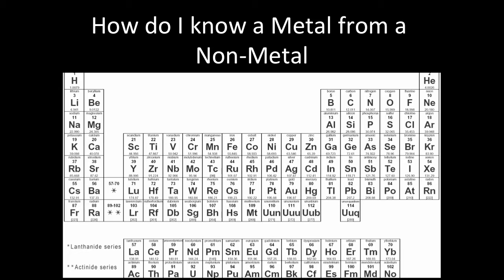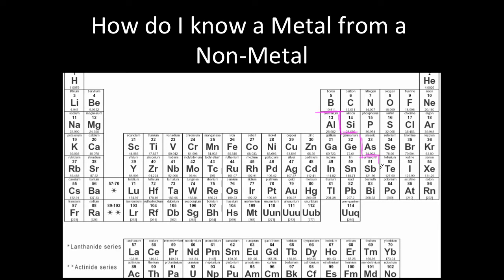So you might be asking yourself, Mrs. Gallegos, how do I know a metal from a nonmetal? Well, this is where you're going to go to our periodic table. So if you have ever noticed, the periodic table has a dividing line sort of to the right, and that dividing line is separating the metals from the nonmetals.